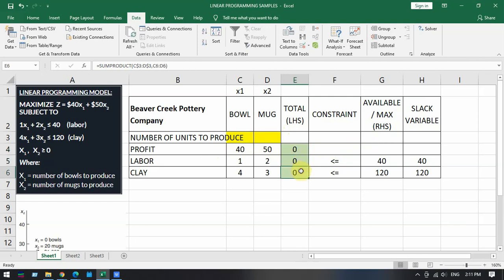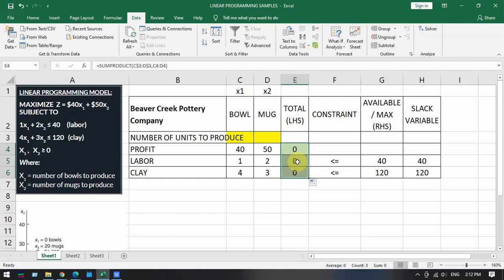So we have the same formula for labor and clay. It's just the coefficients for labor and then the coefficients for clay that are changing. Now, we can actually just retype our formula here in the total for labor and also clay. But if you have a lot of, let's say, constraints, items to multiply, then it will take some time from you. So the easiest way is just to copy the formula from, let's say, here. We already have one for profit. We just copy it to labor and clay. Either you press Control-C and Control-V, or you just drag it down here.